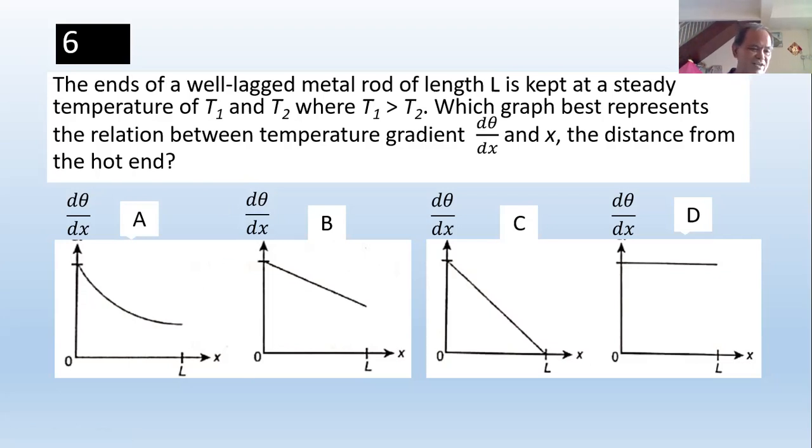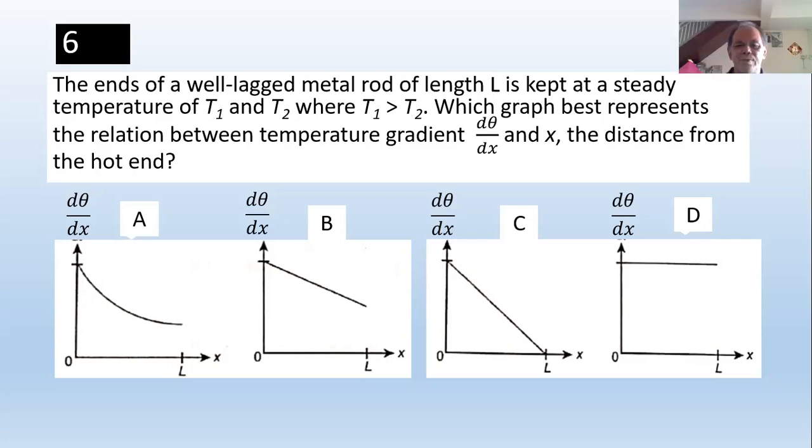Don't get confused. The one before was delta theta over delta t with x, right? Previously it was dQ/dt, the heat flow, which is constant. This one is the temperature gradient, which is also constant. Not theta against x. This is the relationship between the gradient and x. Basically the gradient is delta theta over delta x.